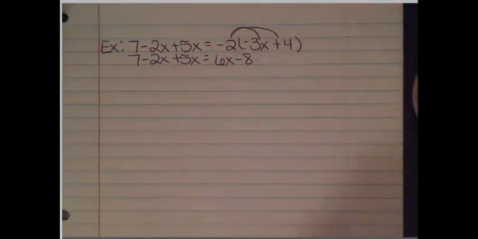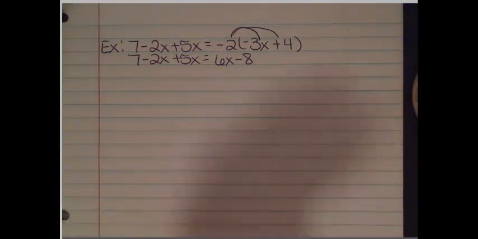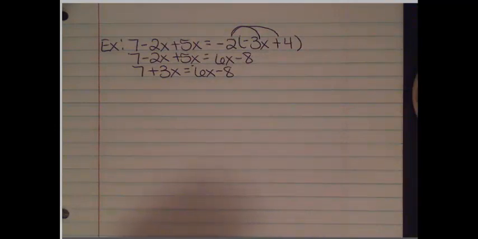Next, we're supposed to combine like terms. So I can combine my negative 2x and my 5x on my left-hand side, and that'll become a positive 3x. And there's nothing else to combine. Need to get my x's by themselves, so I'm going to subtract over my 3x. That leaves me with 7 on the left, and that equals 3x minus 8.